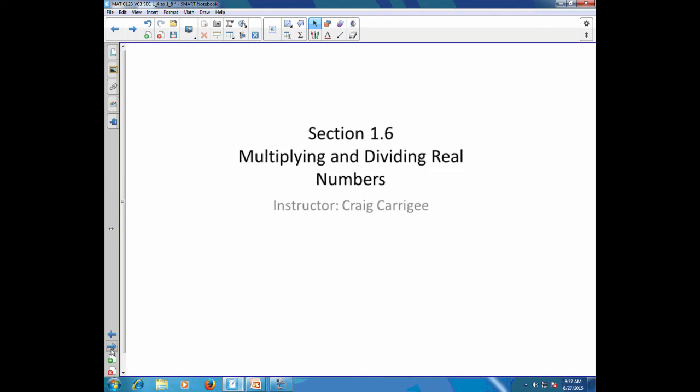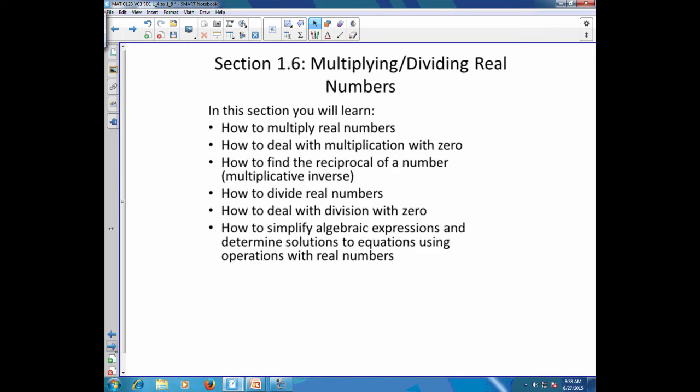Today we're going to talk about multiplying and dividing real numbers. So in this lesson, we're going to learn how to multiply real numbers, how to deal with multiplication with zero, how to find the reciprocal of a number, also known as the multiplicative inverse, how to divide real numbers, how to deal with division with zero, and then we'll do some more with algebraic expressions and solutions to equations.